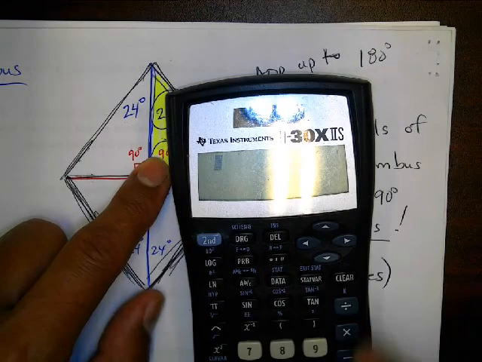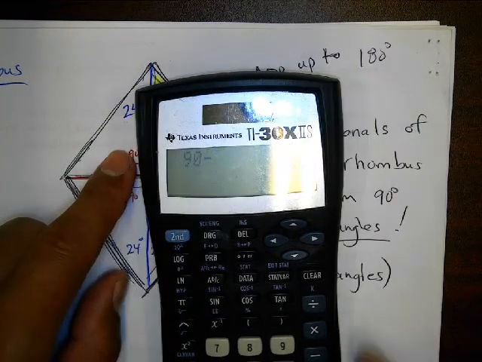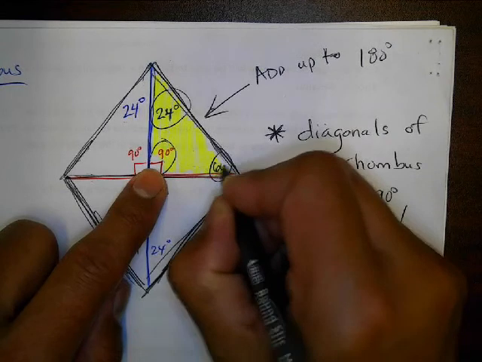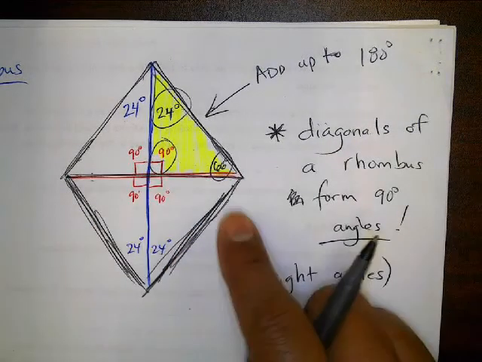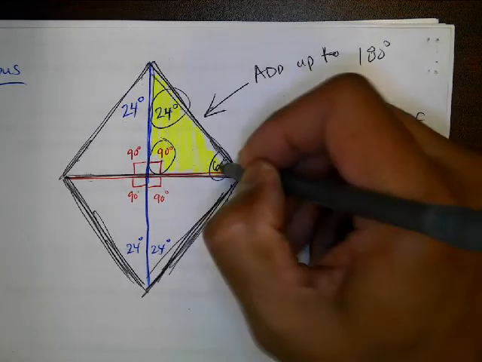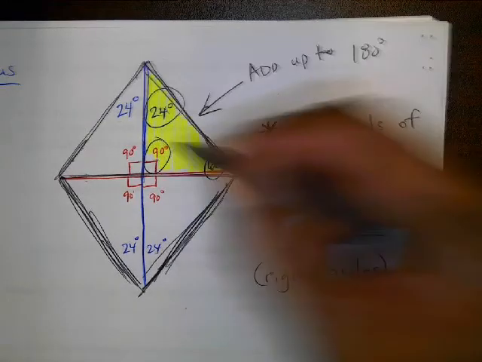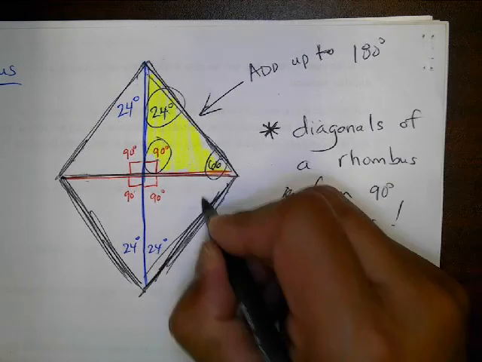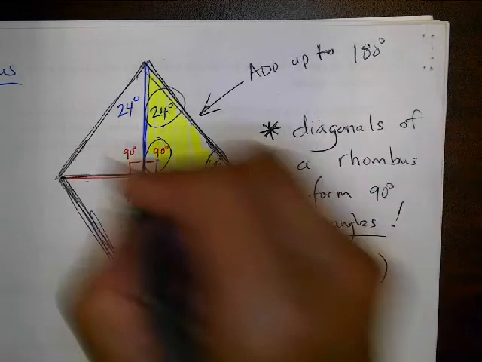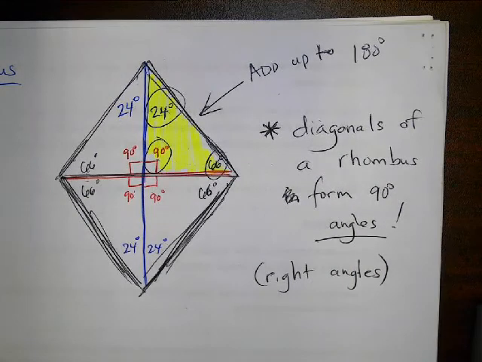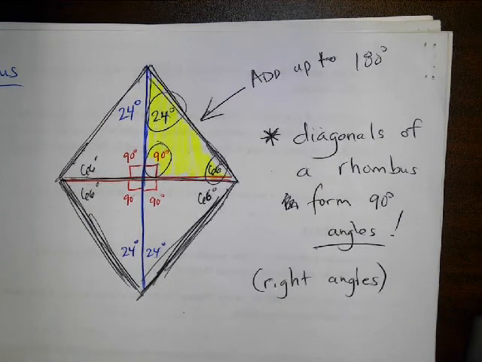Because again, 90 plus 90 is 180. So guess what? 24 plus what is 90? Or 90 take away 24. 66. Oh, 66. I'm glad I checked because I was thinking 56. I just found out that this is 66. Right? 66 plus 24 is 90. 90 plus 90 is 180. And if this one's 66, well, guess what? This one's 66. This one's 66. This one's 66.